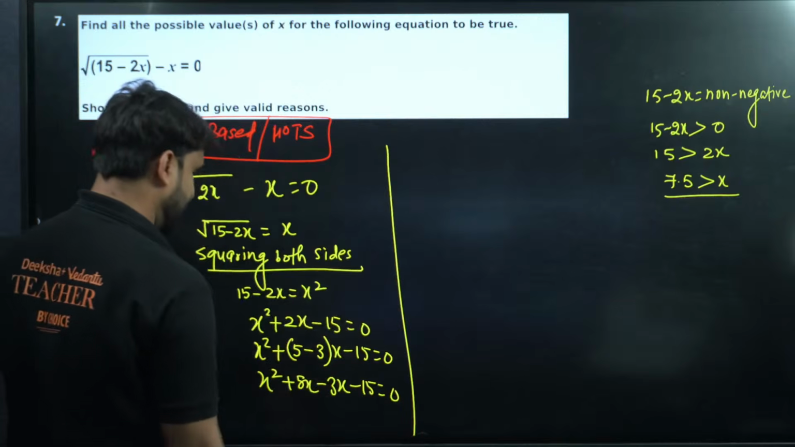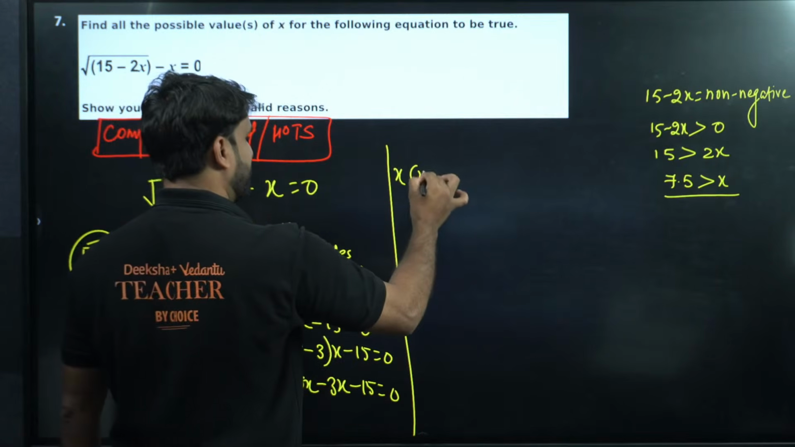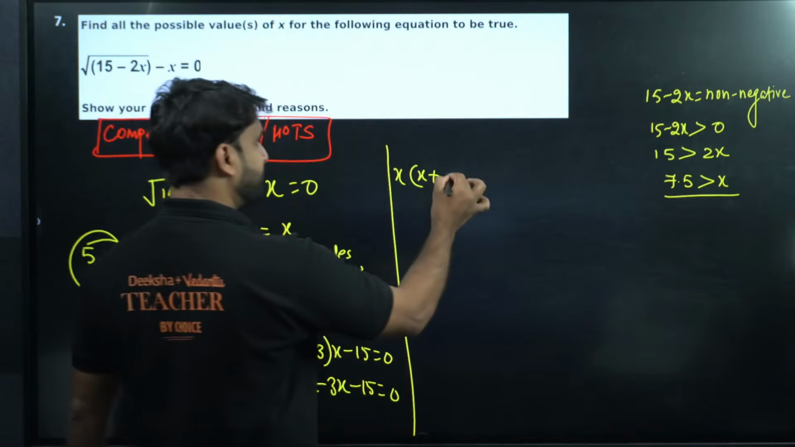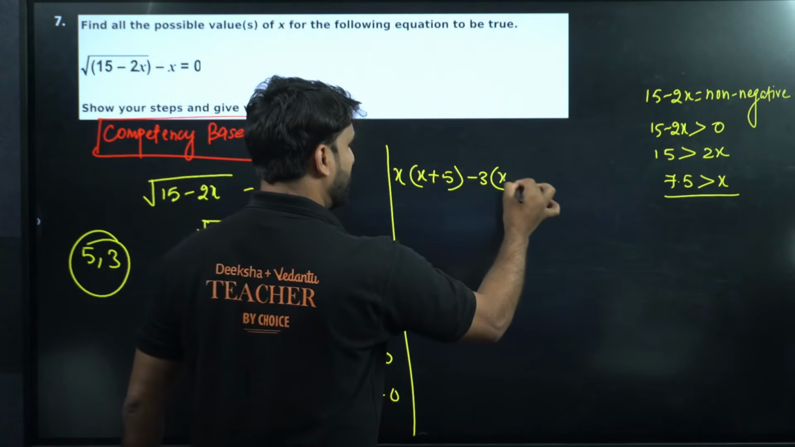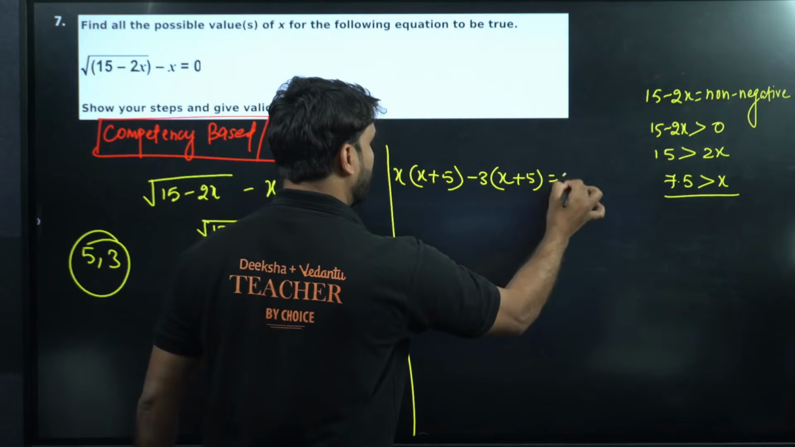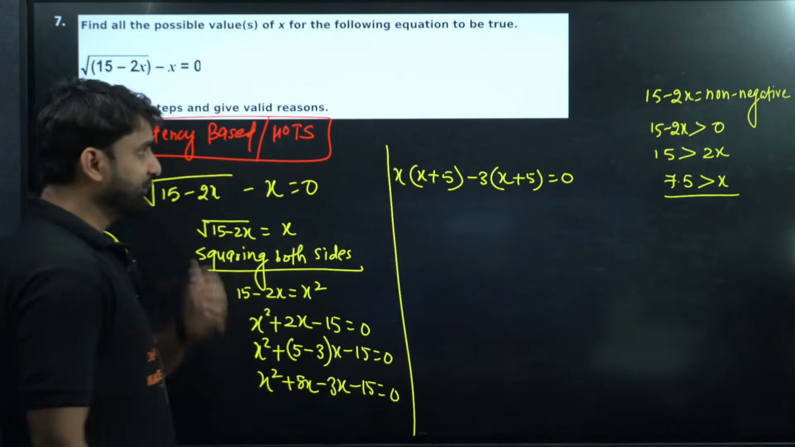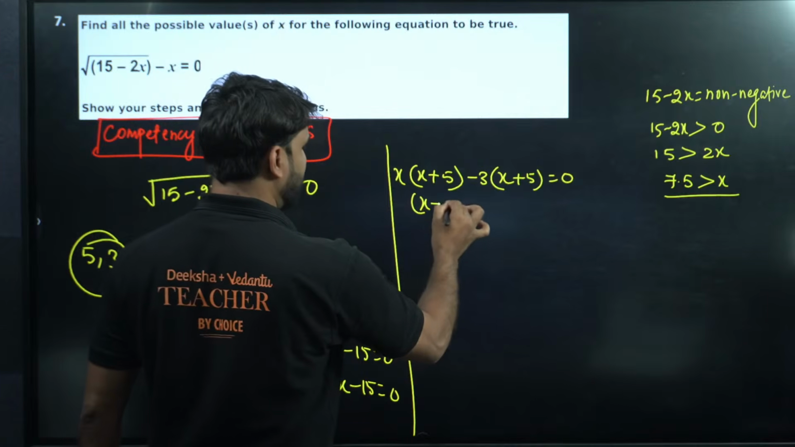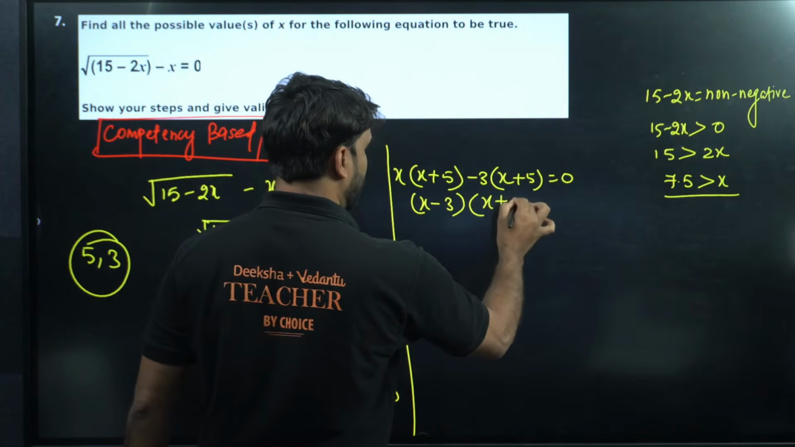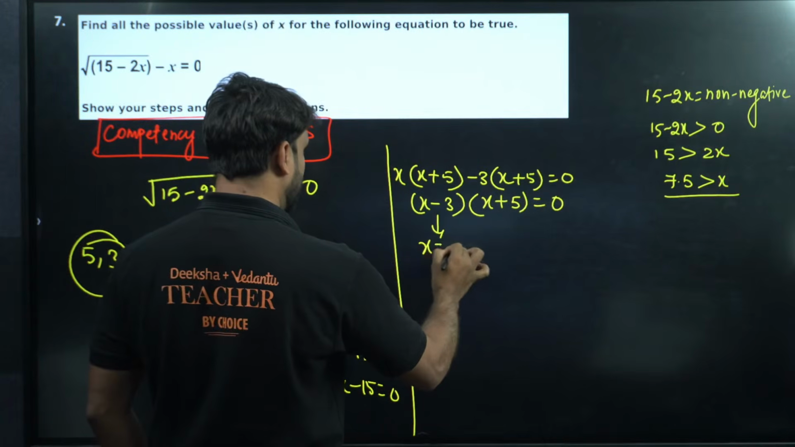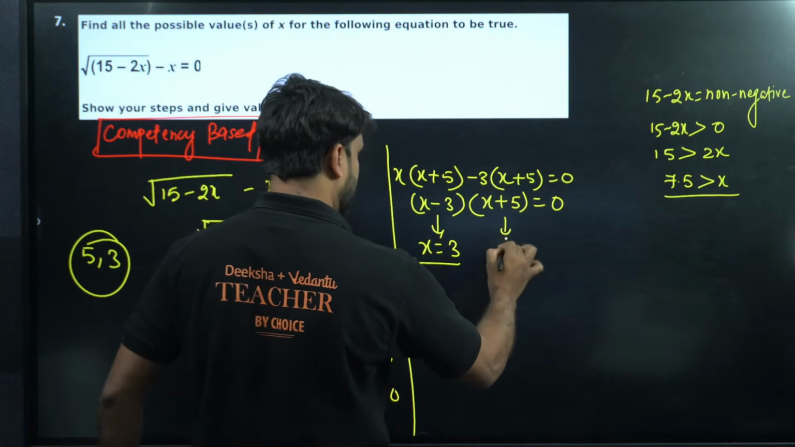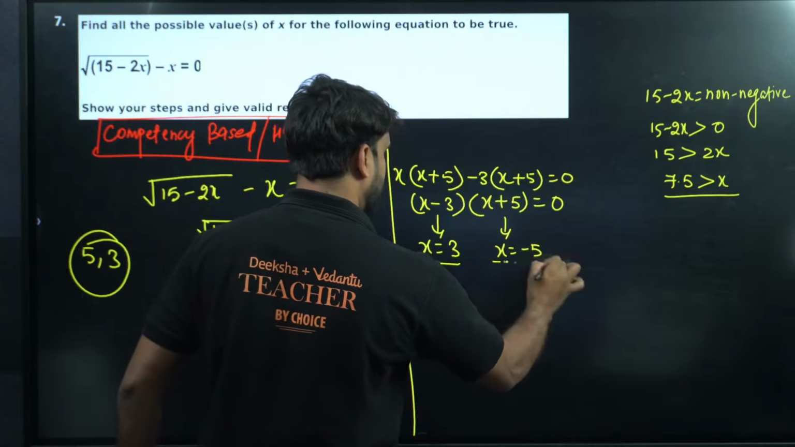So what will be the scenario? Can we take x common here? So this is x plus 5, and here we can take minus 3 common. On taking minus 3 common, this will be x plus 5 equals 0. So we have two brackets, x minus 3 and x plus 5 equals 0. So x is equal to 3, and here x will come as minus 5.